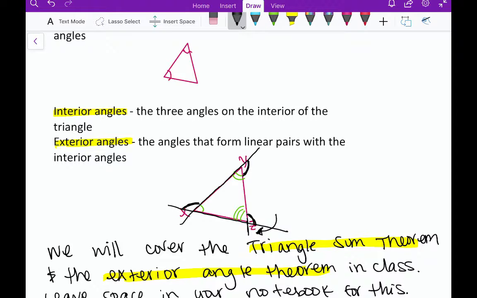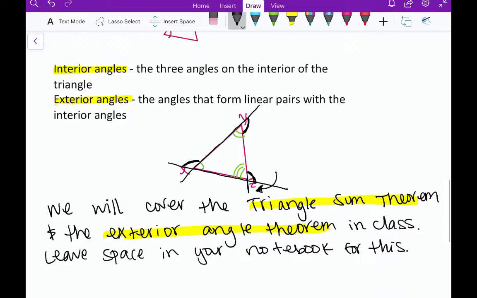okay, is not an exterior angle. Why? Because it's actually the same measure as the interior, because it's a vertical angle with the interior angle. So make sure that your exterior angle is not vertical to the interior. It must be a linear pair.